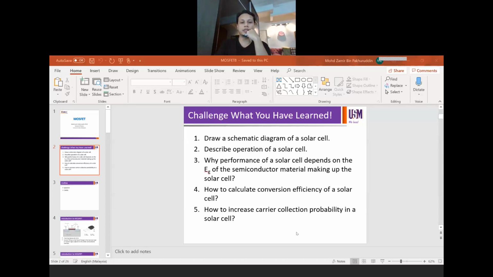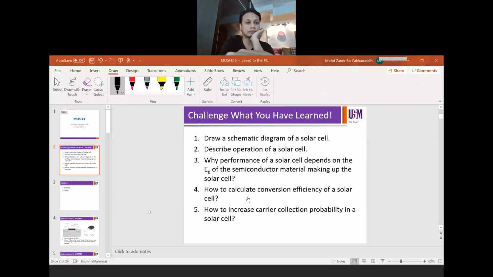So the third question, why does the performance of a solar cell depend on Eg of the semiconductor material making up the cell? This is exactly what we've discussed just now because of the light absorption, right? So E_ph and Eg dependencies. How do we calculate the conversion efficiency of a solar cell? Can you still recall the equation? How do we calculate the conversion efficiency of a solar cell? So eta is the conversion efficiency. What is it equal to?